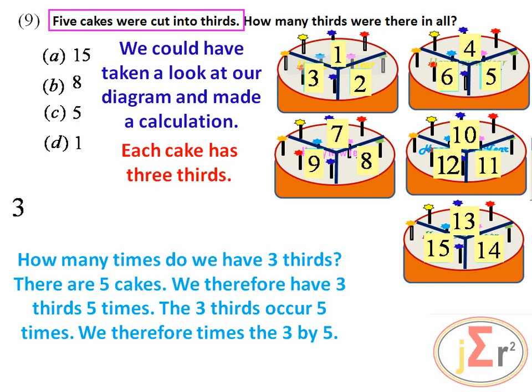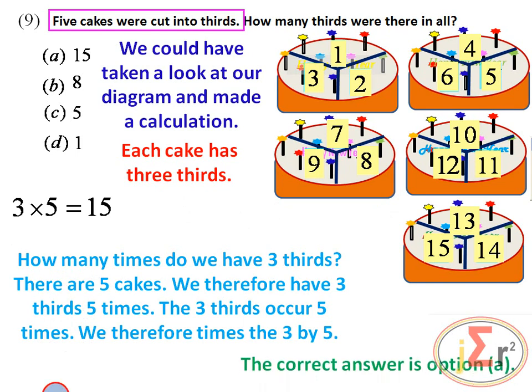And in mathematics, multiplication is always a possibility when we have a problem in which we have a particular number occurring a certain number of times. So 3 5s, 15. The correct answer is option A.